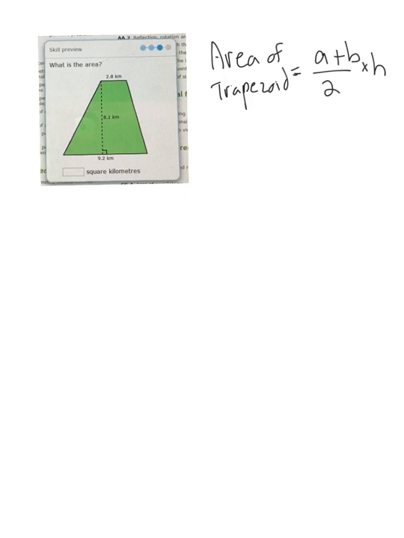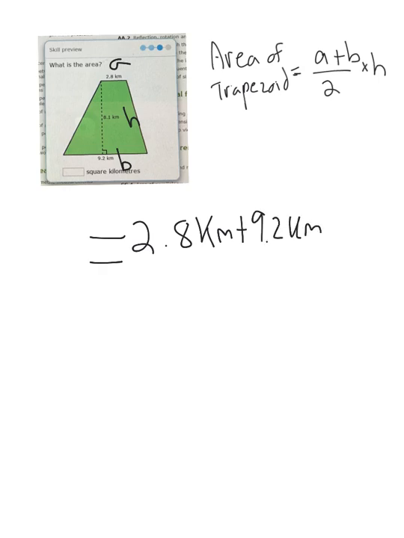So again, I can tell it's a trapezoid because I have one set of parallel lines and the other sides will eventually meet. So I'm using the formula I have in the top right corner here. Area of a trapezoid equals a plus b, divided by 2, times the height. So I'm going to say this is A, this is B, this is obviously H. Now it's just filling it in. 2.8 kilometers plus 9.2 kilometers, divided by 2, times 8.1 kilometers.